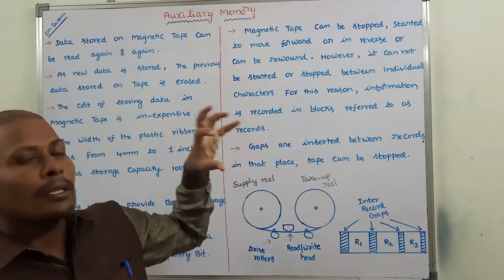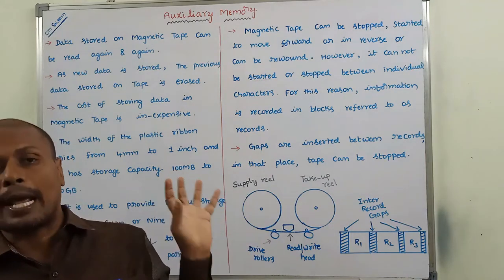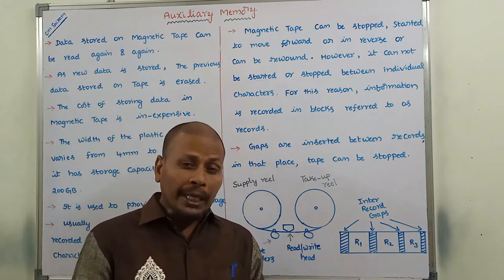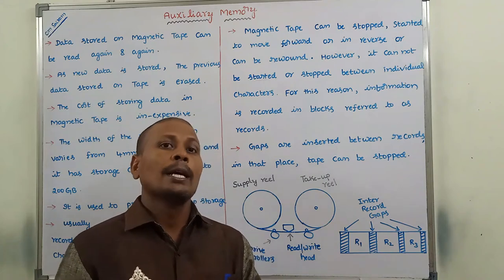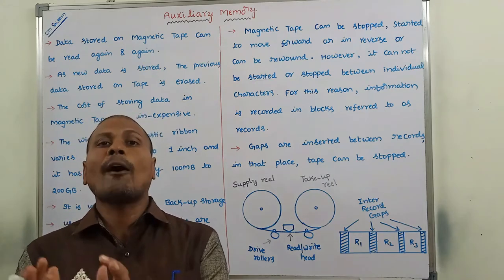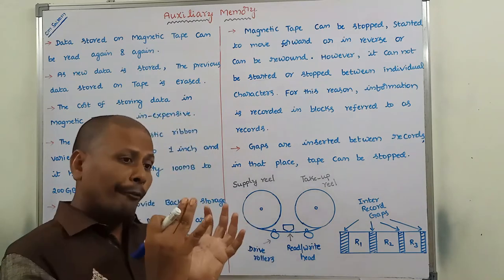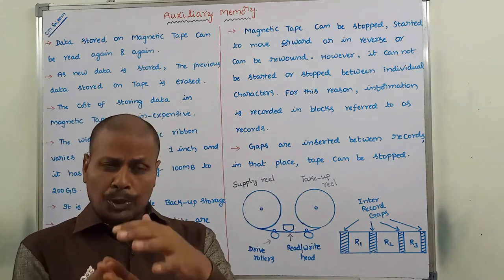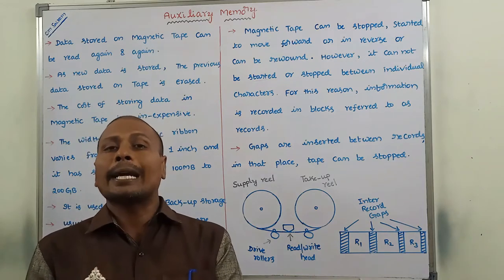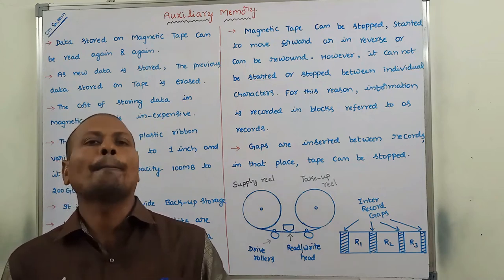We cannot stop the magnetic tape between the individual characters. It is not possible to stop or start the magnetic tape between the individual characters. Hence the information is stored on the magnetic tape in terms of blocks. A block is nothing but a collection of records. But where do we have to stop the magnetic tape? To stop the magnetic tape, we have to use some gaps. Those gaps are inserted between the records. In that gap, we have to stop the magnetic tape.